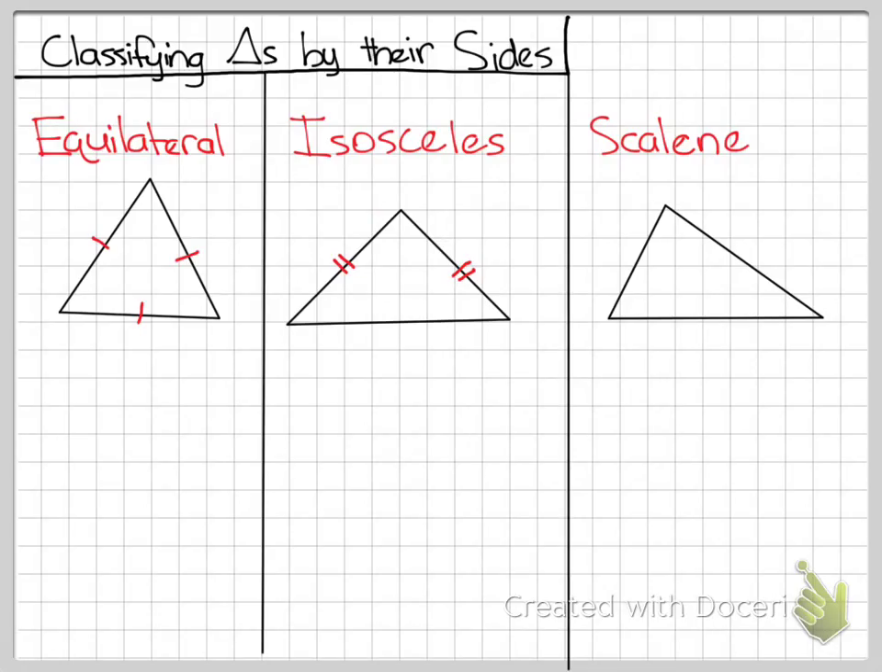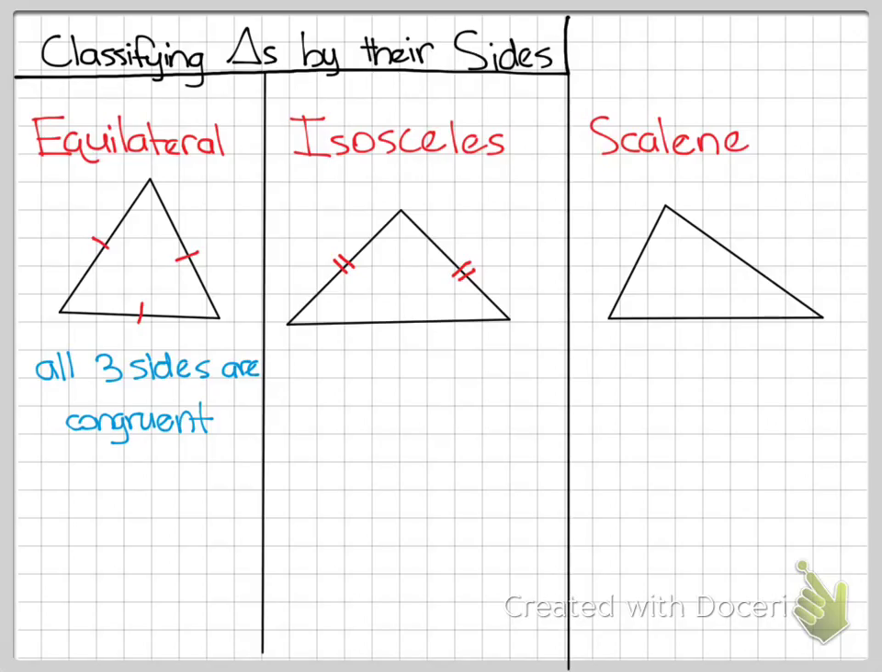So now let's look at classifying triangles by their sides. There are three ways to classify a triangle by its sides. The first of which is equilateral. In an equilateral triangle, all three sides are congruent. That is equilateral. All three sides are congruent. And again, I understand that most of this is review, but we're just refreshing your memory a little bit.